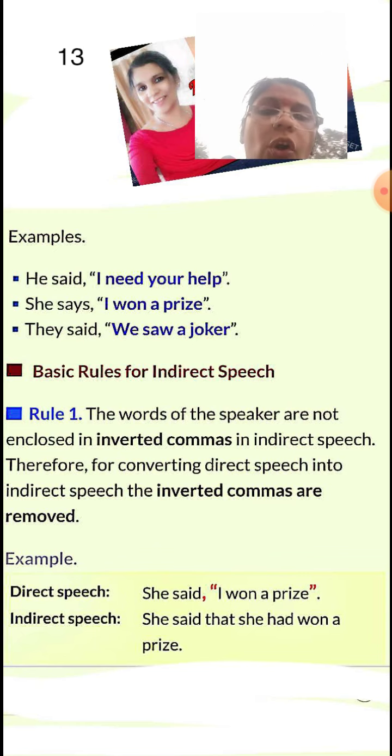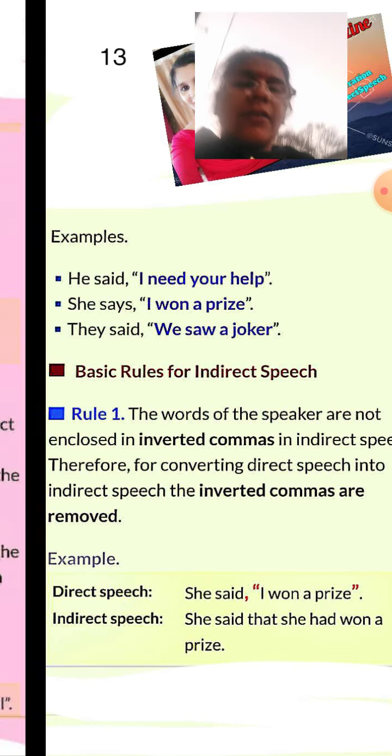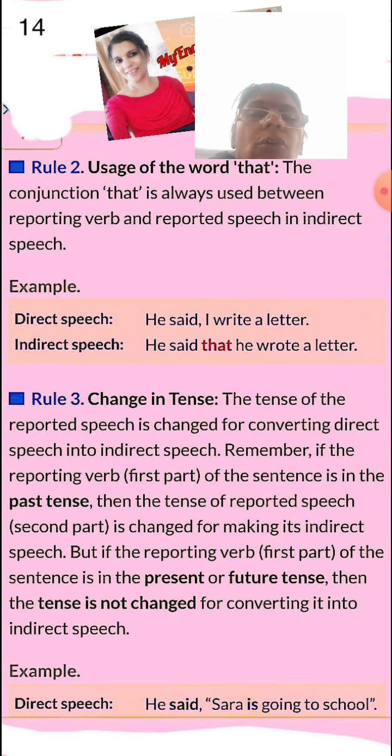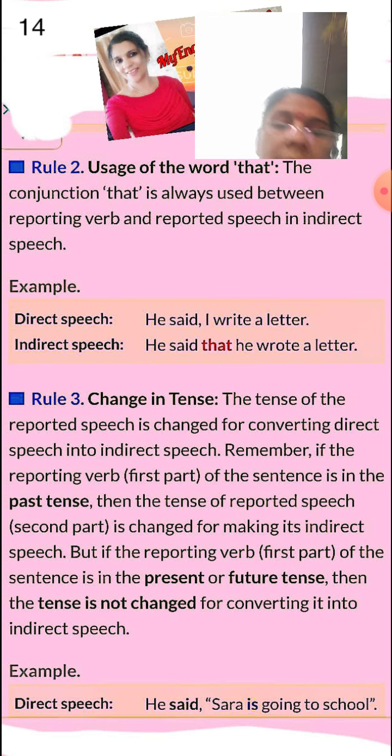Basic rule for indirect speech. The words of the speaker are not enclosed in inverted commas in indirect speech. Therefore, for converting direct speech into indirect speech, the inverted commas are removed. Direct speech: she said, "I won a prize." Indirect speech: she said that she had won a prize. Now, rule 2, I will explain.